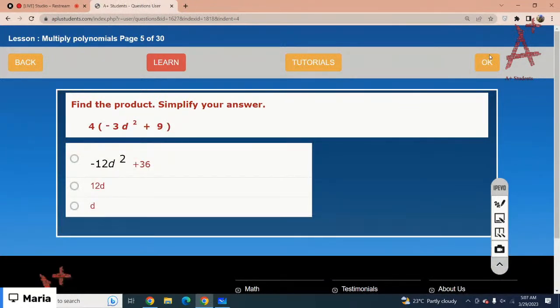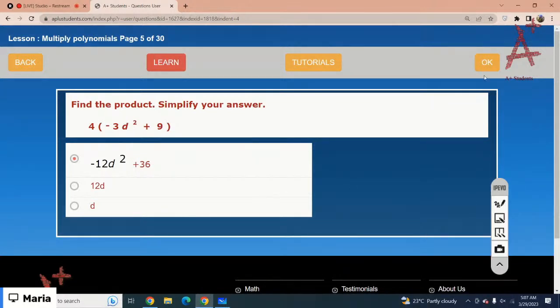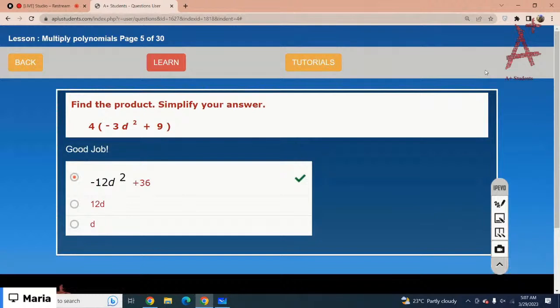Okay, the next one is find the product. You have to multiply 4 with everything that is inside the bracket. Got it? It would be 4 times negative 3 is negative 12d square, and 4 times 9 is 36. So option number 1 is the correct option. Got it? If you already know the answers, you can just write down the answer in the chat box. It would be negative 12d square plus 36. Option number 1 is the correct option.